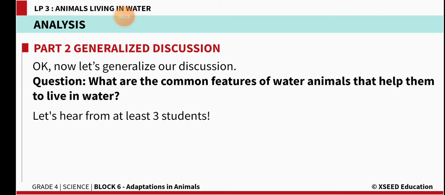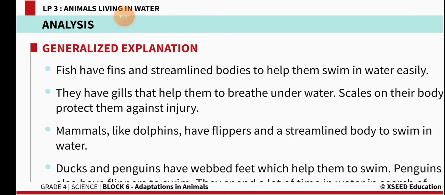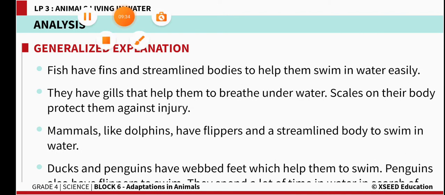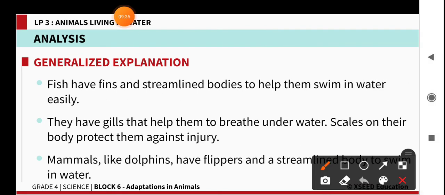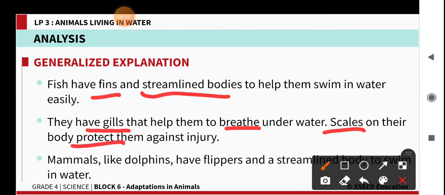And the next one: what are the common features of water animals that help them to live in water? Three common features which help them to live in the water. As we discussed, fishes have fins and a streamlined body to help them live in the water, and they have gills for breathing, and they have scales on their body to protect them.